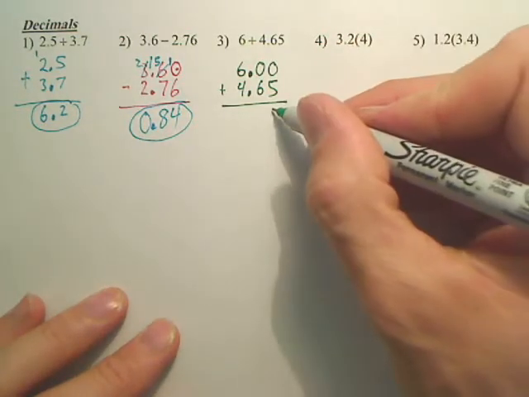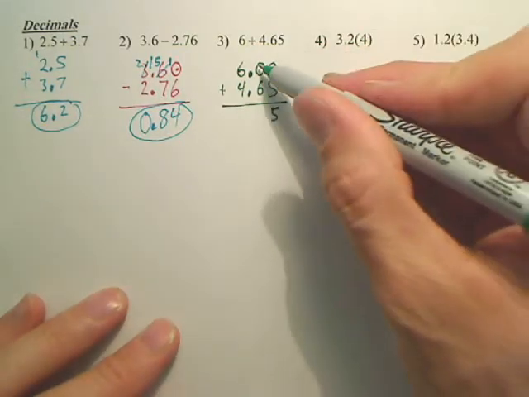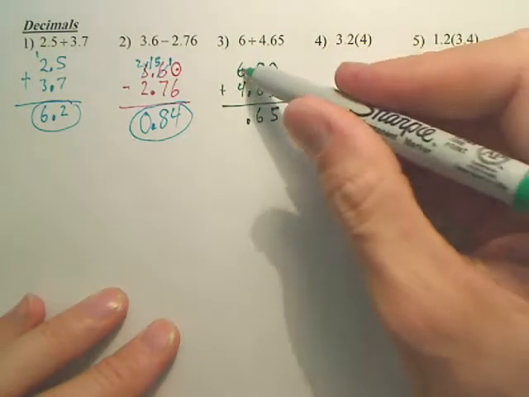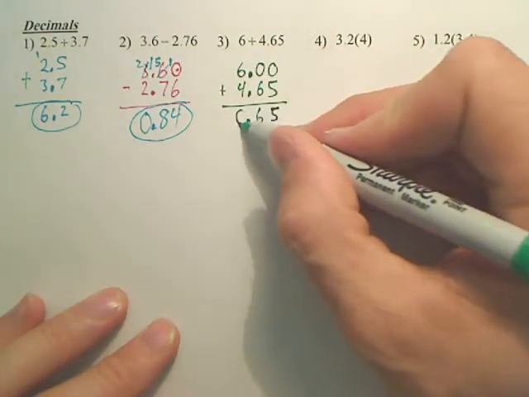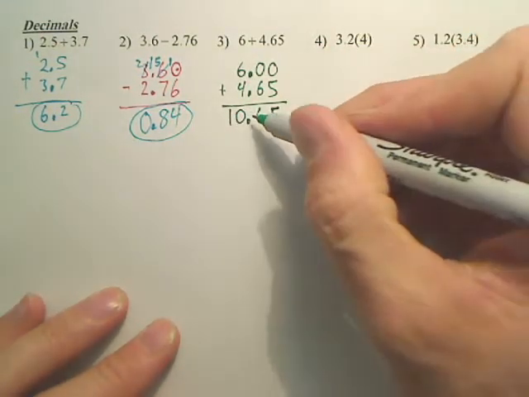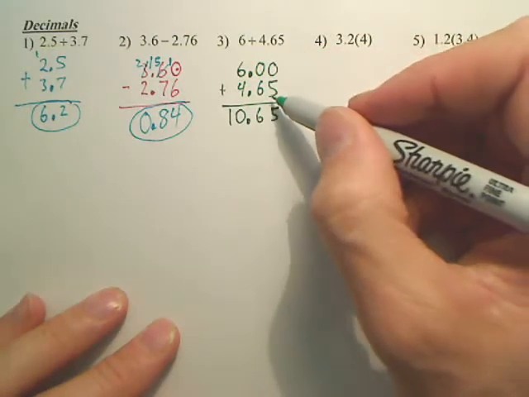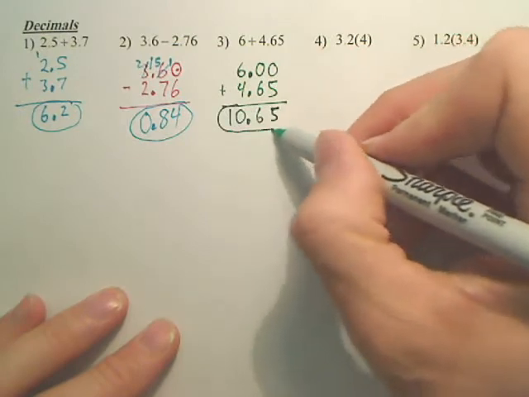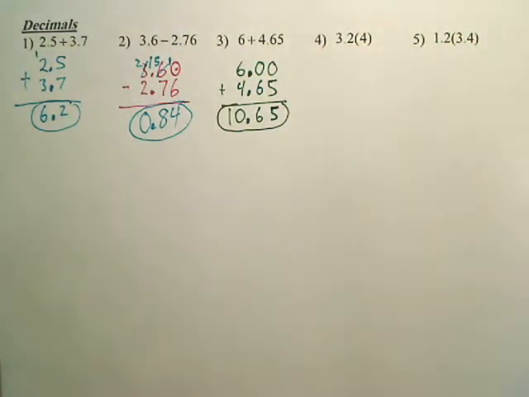0 plus 5 is? 0 plus 6 is? 6. And 6 plus 4 is? Does that look right? $6 plus 4.65, about 10.65. Okay. Next.